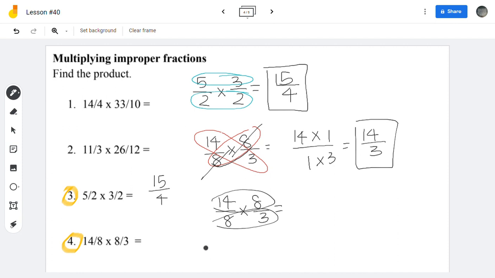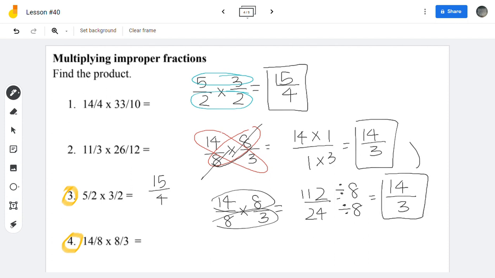So you're just going to do 14 times 8, which you'll see is 112, and then 8 times 3, which is 24. Now, this is a big number to deal with. That's why I prefer to always simplify before we get into the multiplying process, because it's much harder to work with bigger numbers. Now, you'll see that you can divide both by 8 as the highest number, and you'll be left with 14 in the numerator and 3 as your denominator.